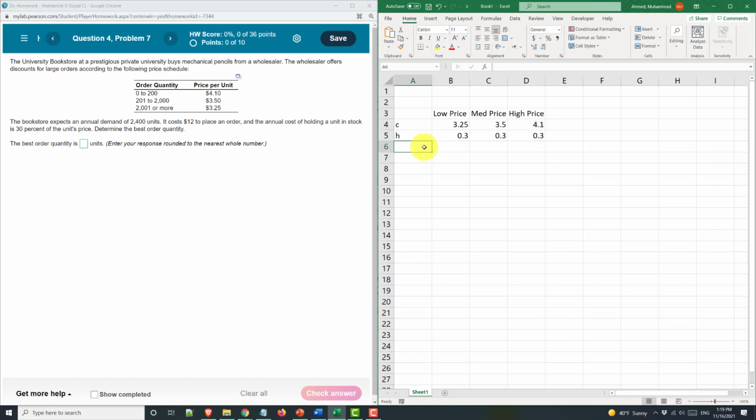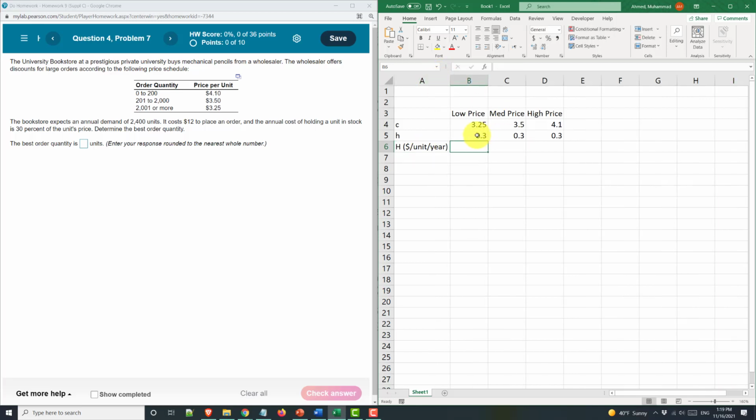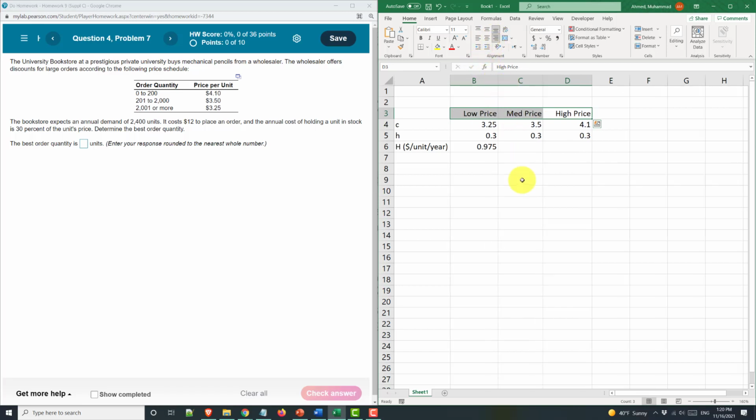In any case, I can use h and c to calculate capital H, the holding cost, which is dollars per unit per year, right? And this is simply small h multiplied by small c. So I take 30% of the item cost and I get that. The good thing about making this table is I can simply drag this formula to the right and it'll apply to these values and these values.